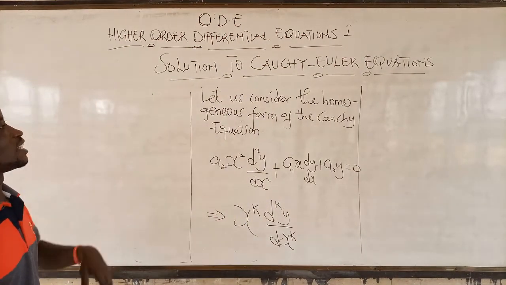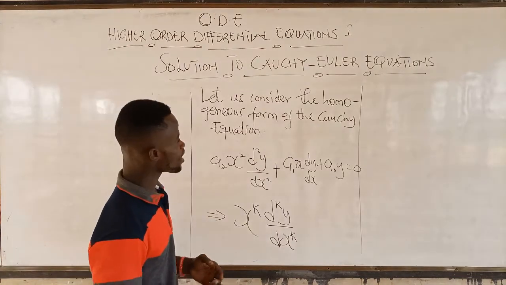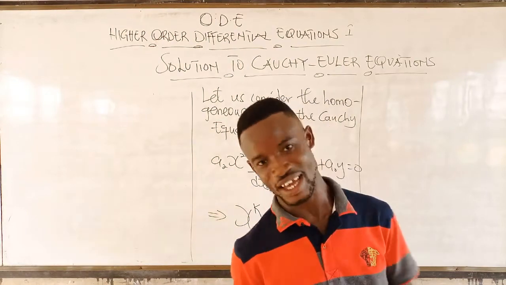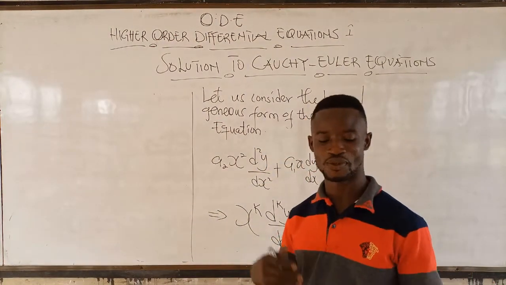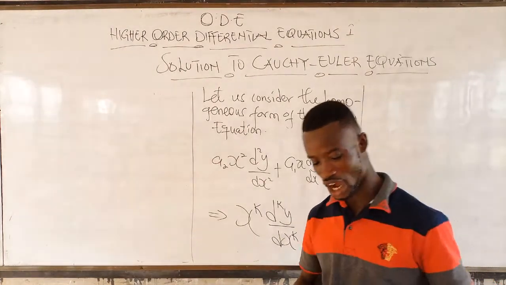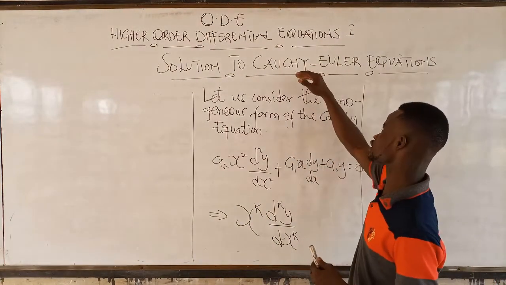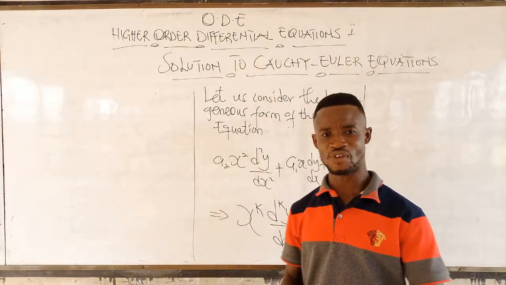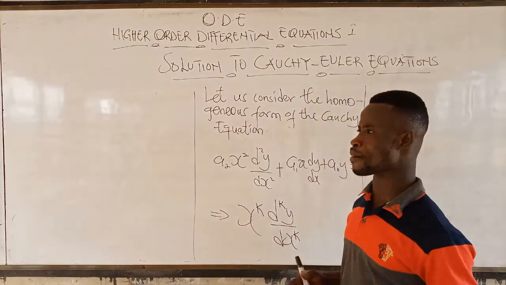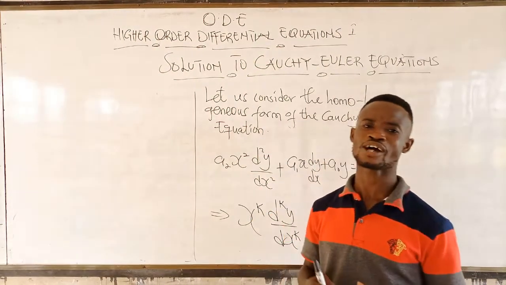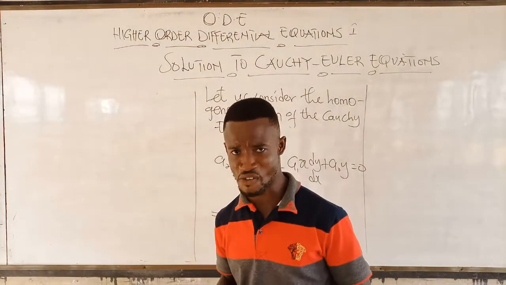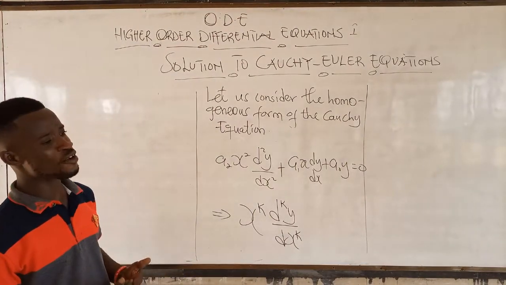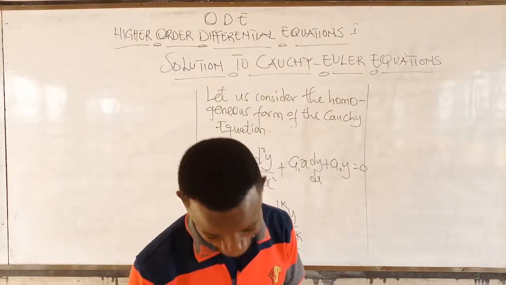Let us consider the homogeneous form of the Cauchy equation. Don't forget that all the Cauchy equations we are going to consider here will be equal to 0. That is a homogeneous equation. This Cauchy-Euler equation has variable coefficients. In our previous video, we went through 3 cases of how to solve when we have a constant coefficient. In the same way, we are going to look at how to solve when we have a variable coefficient.